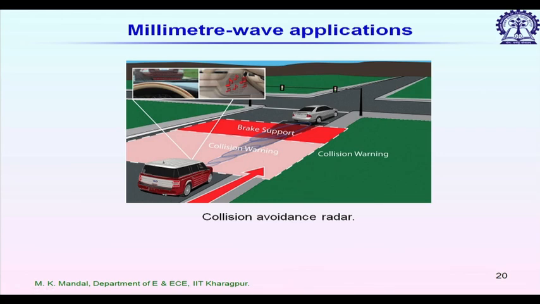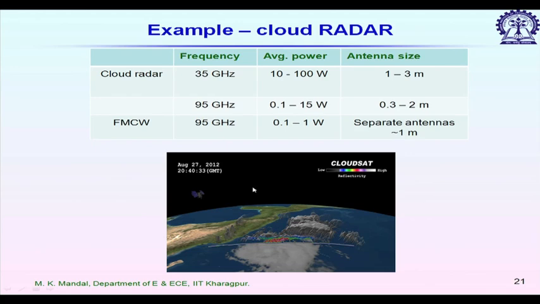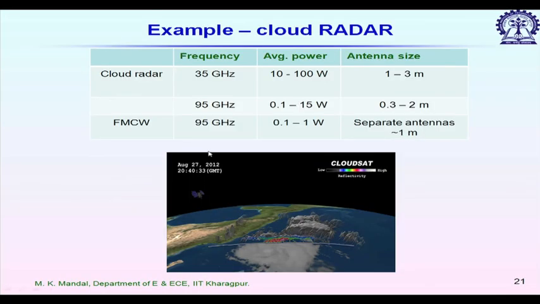So, we have seen that already we have different applications, and to give you some ideas about the frequency range and the power already being used for different satellite based applications, here is a chart. So, for example, for cloud radar, it is already in use. Typical frequencies operate at 35 gigahertz, and the average power 10 to 100 watt, and antenna size it use 1 to 3 meter. FMCW radar frequency 95 gigahertz.